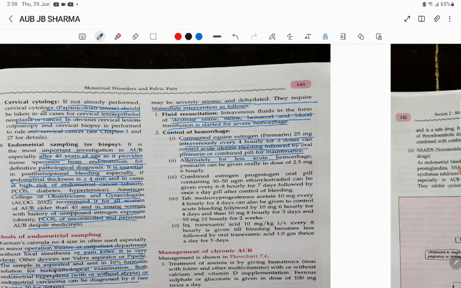Alternately, for less acute hemorrhage, Premarin 2.5 mg orally 6 hourly. Combined estrogen and progesterone or a contraceptive containing 30 to 50 microgram estradiol can be given every 6 to 8 hourly per day for 7 days, followed by once daily for control of bleeding. After control of bleeding, 8 hourly for 7 days.